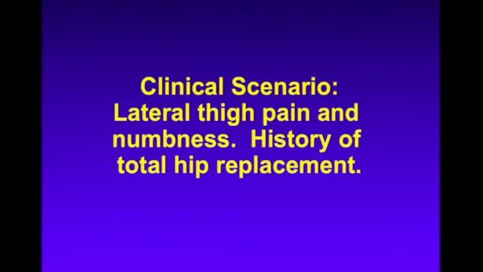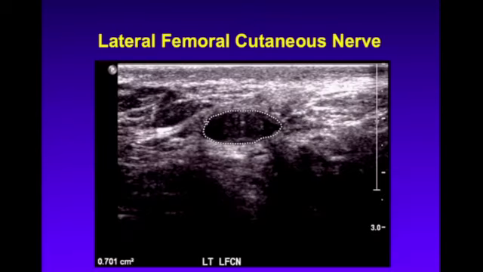Okay, so now our next clinical scenario is lateral thigh pain and numbness and a history of total hip replacement. We often can see lateral thigh pain and numbness in a condition called neuralgia paresthetica, which is a term given to a problem with the lateral femoral cutaneous nerve. This nerve can be identified by looking at the anterolateral aspect of the sartorius muscle in the upper thigh.